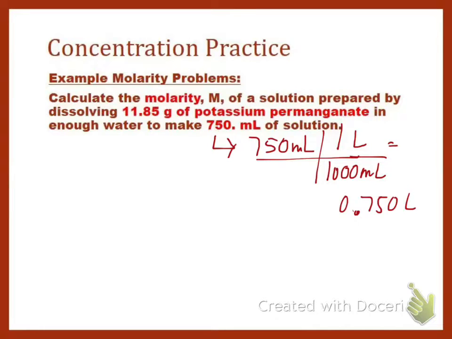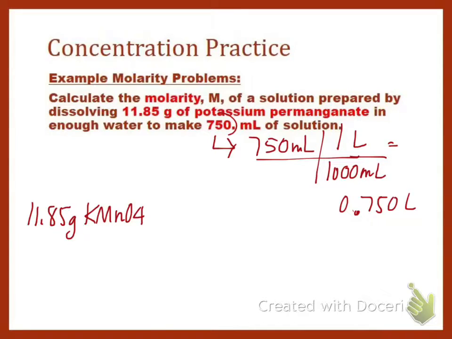So if it's something with the 100 place right there, it's always going to be point that as a quick way to do it. So we're going to start with 11.85 grams of potassium permanganate, which is KMnO4.